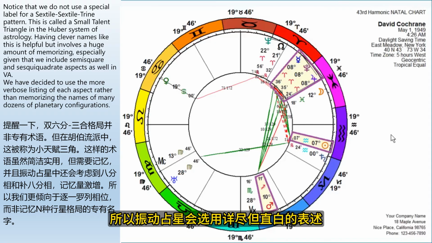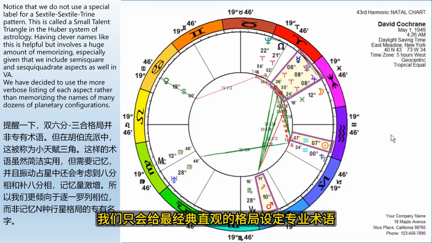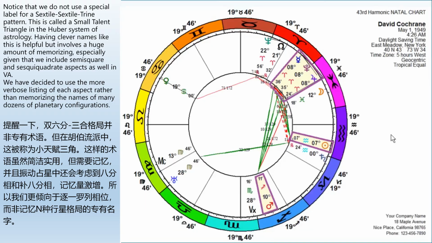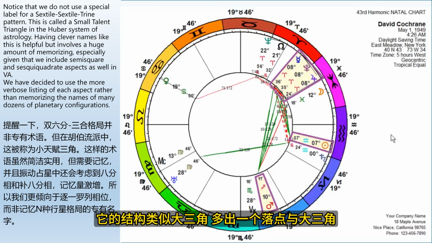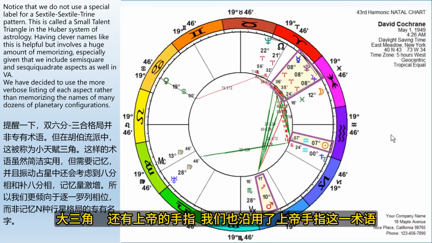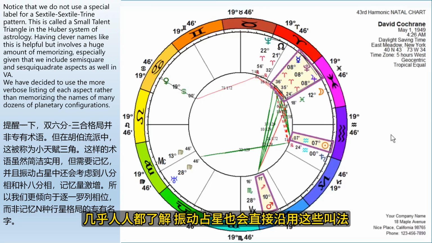So in VA, we use the more verbose terms. We just say sextile trine. The only configurations that we have labels for are the most obvious ones: grand trine, T-square, grand cross, and also the kite. I think you're all familiar with the kite. I won't show it here. It's like a grand trine with a fourth point in opposition to one of the points in the grand trine. The yod, we do use the yod: two quincunxes and a sextile. Those configurations are so widely used. Almost everybody knows them, and we do use them in VA.